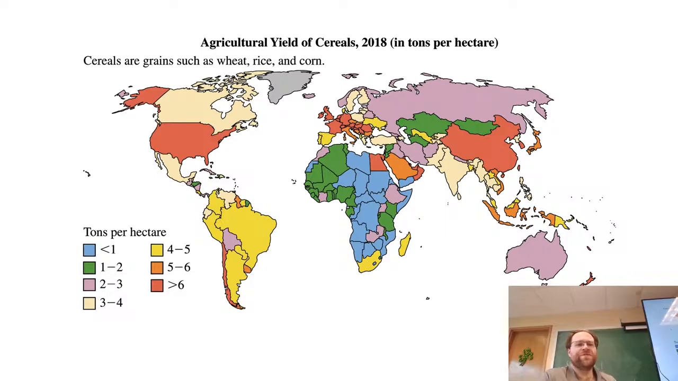Agricultural yield of cereals in 2018. So based on the color of each country, you can figure out how many tons per hectare of cereal are being produced in that country. So for example, the United States is going to be greater than 6. Whereas say we go to Australia, somewhere between 2 and 3.